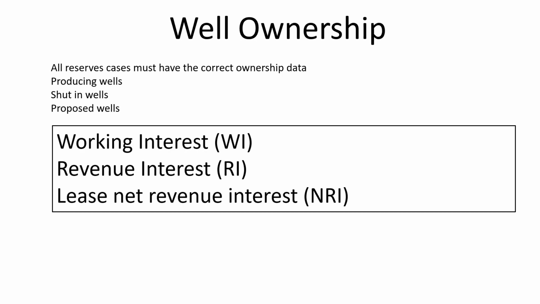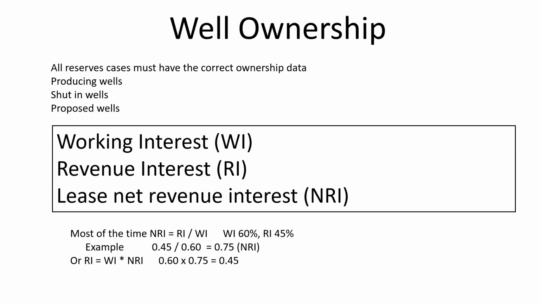So working interest is the share of the well that you're going to pay for the expenses, drilling and operating. The revenue interest is the share of the well that you're going to get the revenue on. And then the lease net revenue interest is what revenue is left over after landowner royalties and overrides are paid. So you have to understand those three terms. So let's look at them a little bit more.